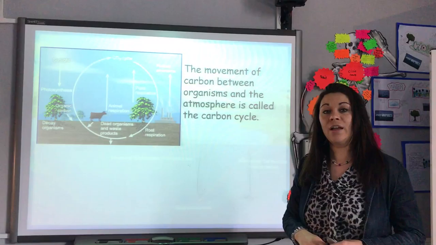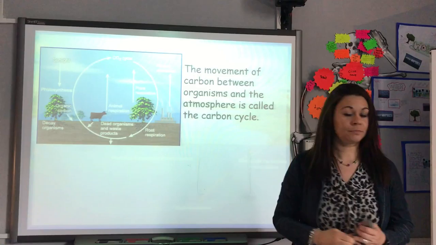Okay, so these processes, when we bring them together, give us the carbon cycle. We can see a picture of this here. So we can see that they move from the air to the land to organisms, and it is a continuous process. It's recycled. Carbon is constantly recycled between these processes, and you need to understand the key words and be able to describe the carbon cycle.